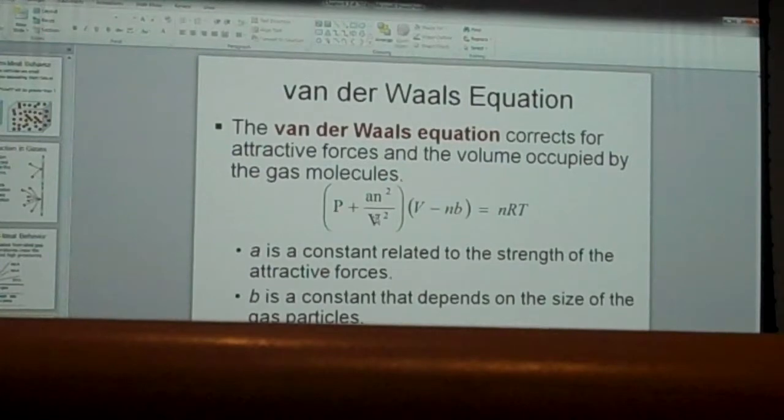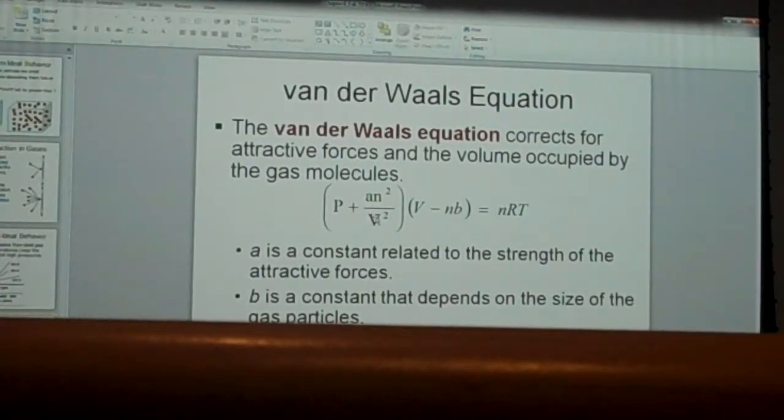The volume term, you got to do the same thing. You got to subtract out the actual volume of a gas particle, because it actually is contributing now to the overall volume, because things are so close together. And again, the first term, since it's pressure plus, you actually got to add a force of attraction or repulsion that's taking place between the molecules because they're so close together.